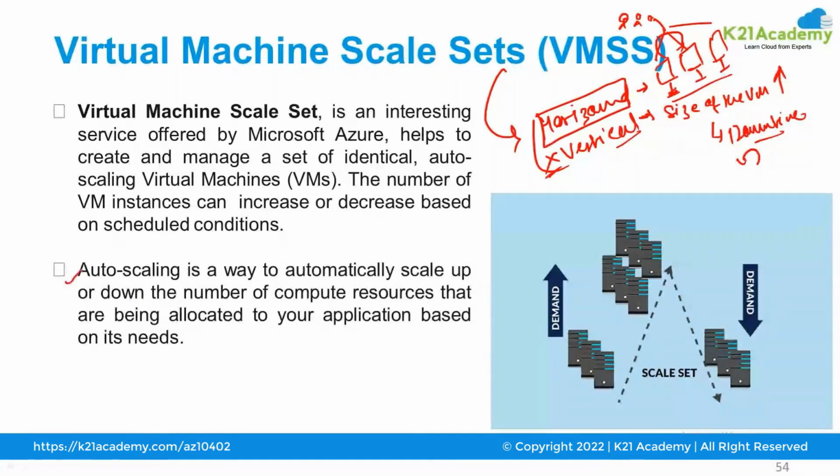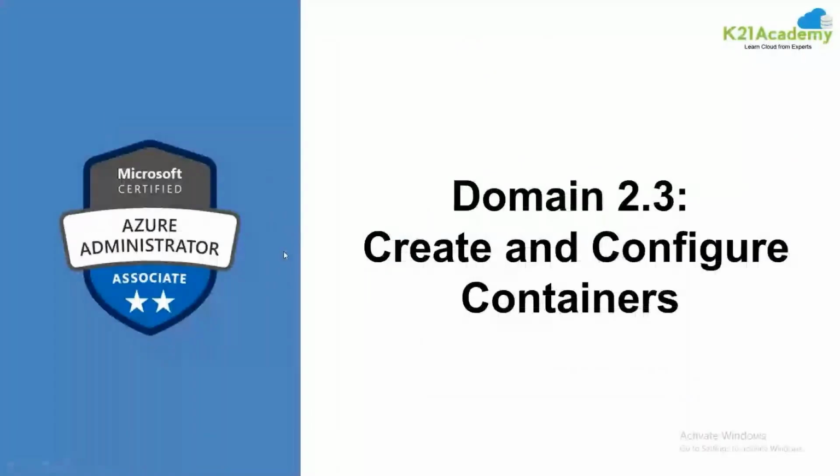Auto scaling is a way to automatically scale up and down the number of compute resources that is being allocated to your application based on the needs. Same thing it's talking about. So create and configure containers, what we have here in the picture.